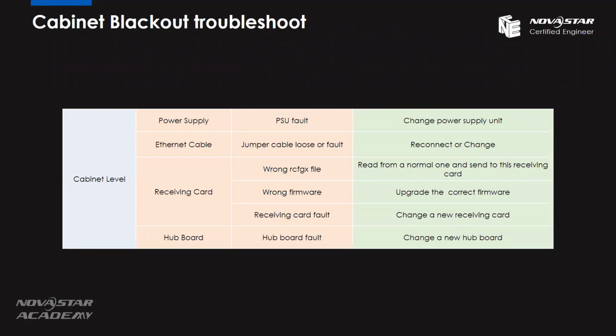And don't forget also the hub board, because on the cabinet side, we not only have the receiving card inside, we have the flat cable, we have the hub board. So we also need to check whether the hub board is faulty or not. Okay, so this is a short review about the two questions of the last course. So now let's go back to this topic.